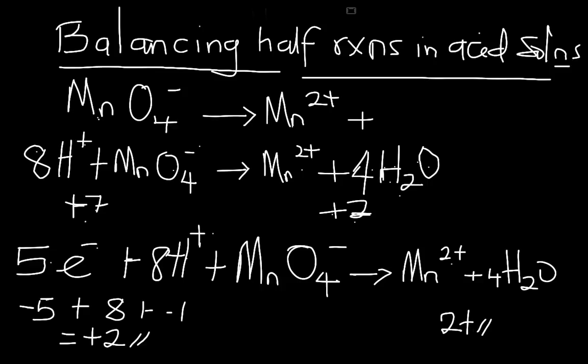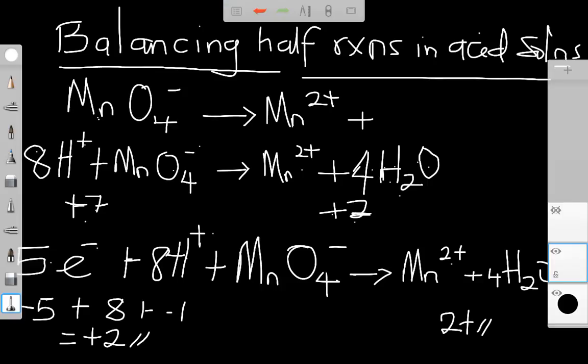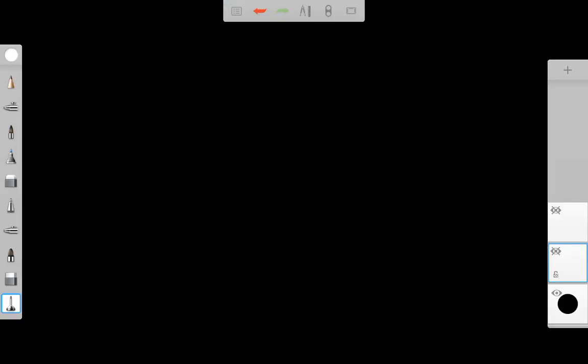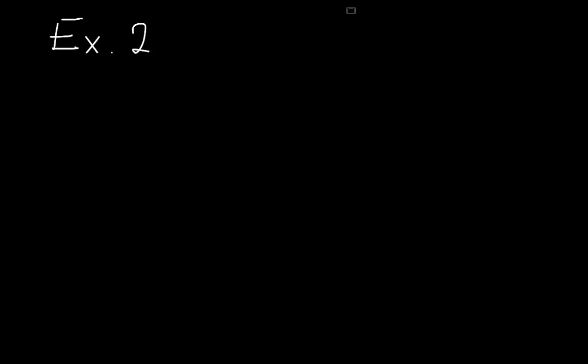Let's look at another example. Okay, let's look at example 2. Let's try to balance something like, okay, let's say SO2 has a net charge of 0 here. There's a half reaction, SO4 with a net charge of 2 minus.